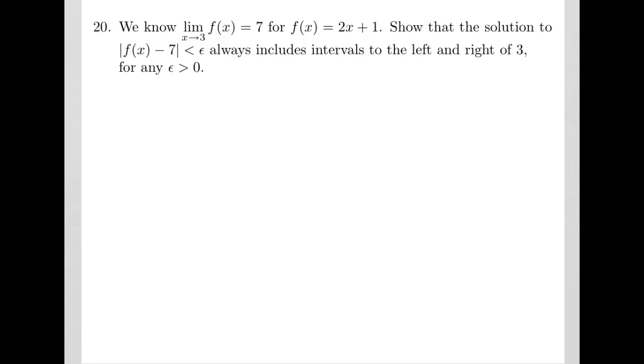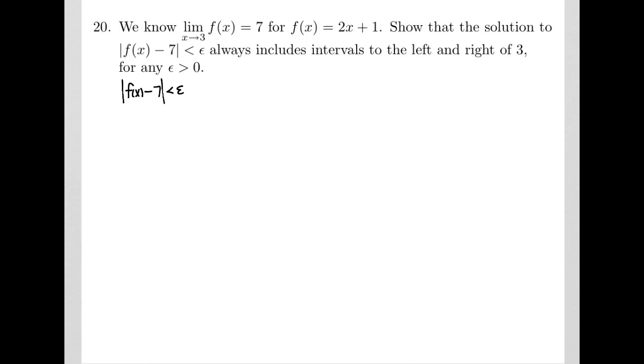Problem 20 is again based on the idea of a limit. The limit of my function as x approaches 3 has a value of 7, and we're focused on the definition here. We want to ask, when am I within epsilon of my limit? So we're looking at this approximation error, and it's similar to the previous problem in that I'm solving an inequality, but it's easier this time because I don't have the quadratic formula.